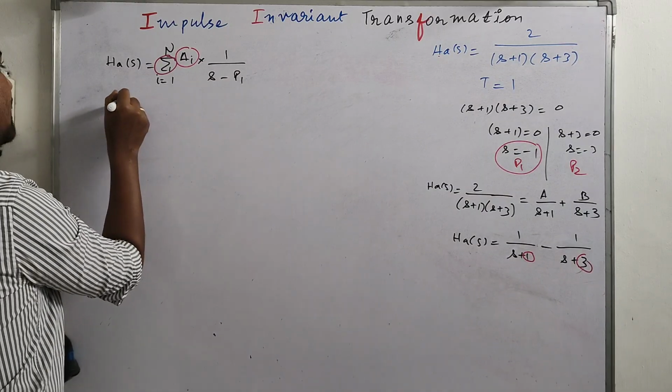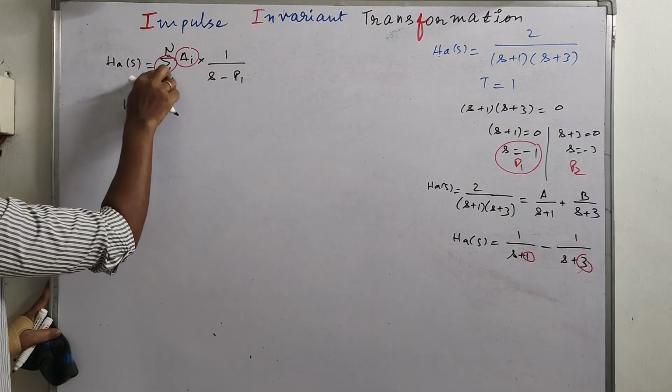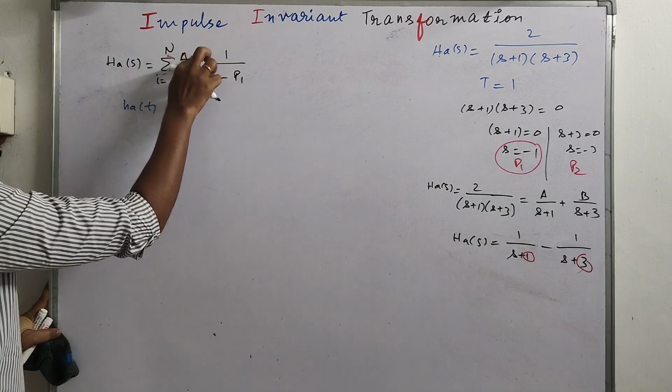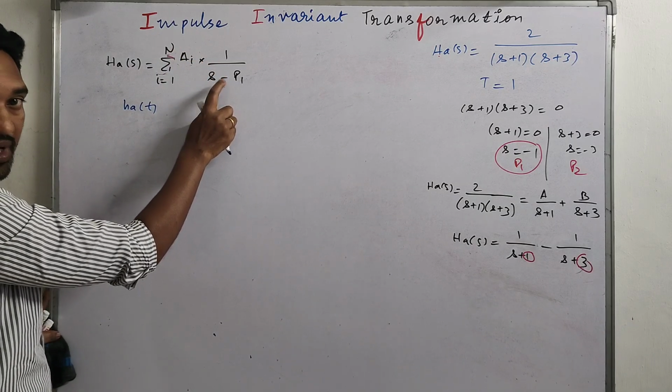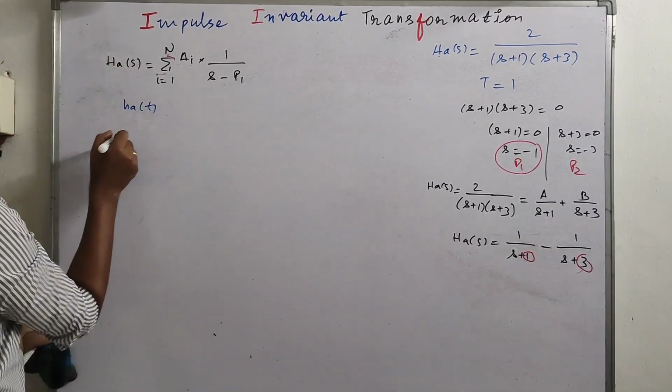For this one we will have h_a(t), the inverse Laplace transform. We cannot apply the inverse Laplace transform to the summation, and this is a constant, so it stands as it is. We're going to apply the inverse Laplace transform for this, which I have just derived right now. So how can that be written?